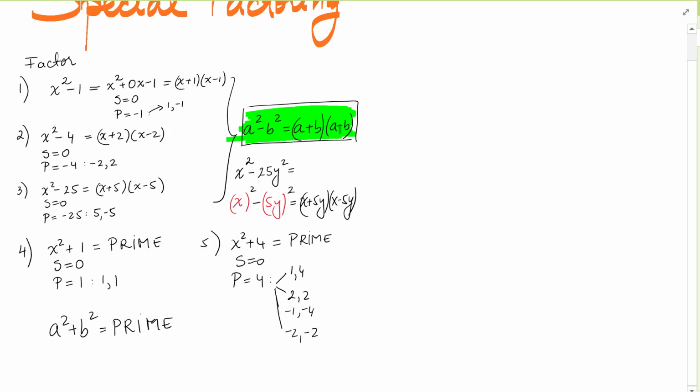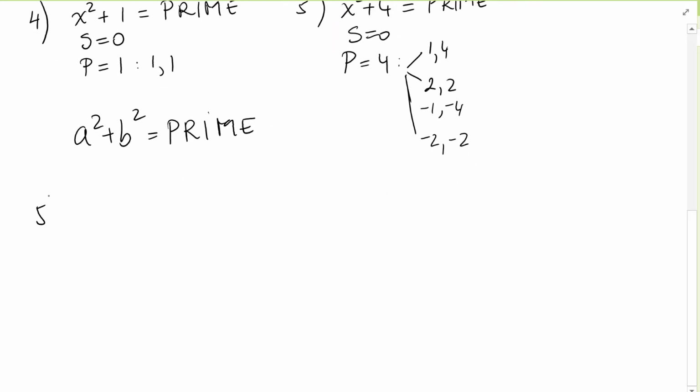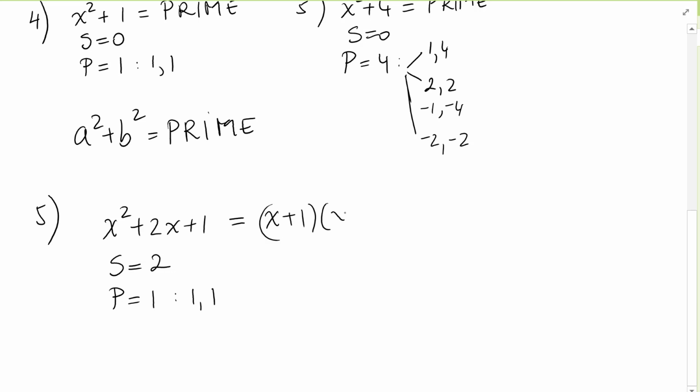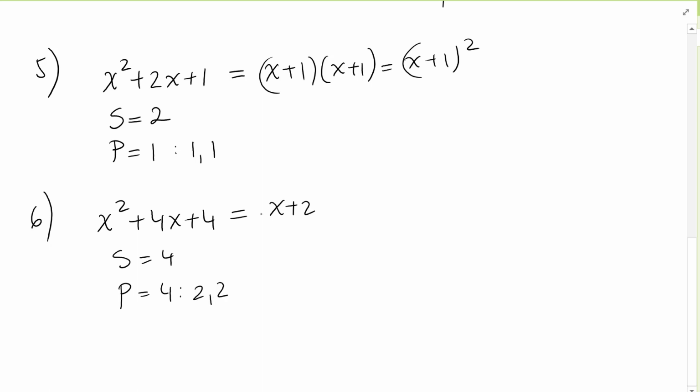All right, now let's take a look at another situation. Let's say number 5. We have x squared plus 2x plus 1. So again, I'm going to try to factor using sum and product. The two numbers are 1, 1. So the factors are x plus 1 times x plus 1, or I can write x plus 1 squared. Let me try another. x squared plus 4x plus 4. So again, sum is 4, product is 4. The two numbers are 2 and 2. So x plus 2 times x plus 2, which makes it x plus 2 squared.